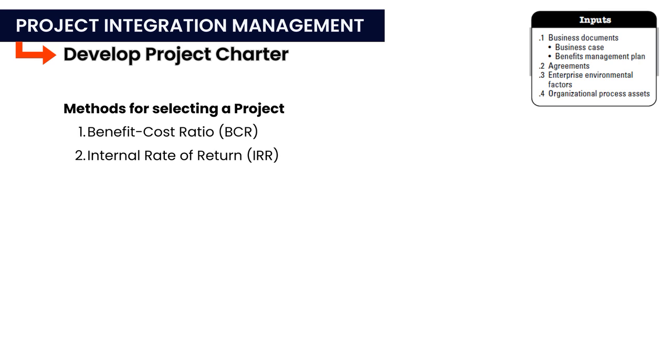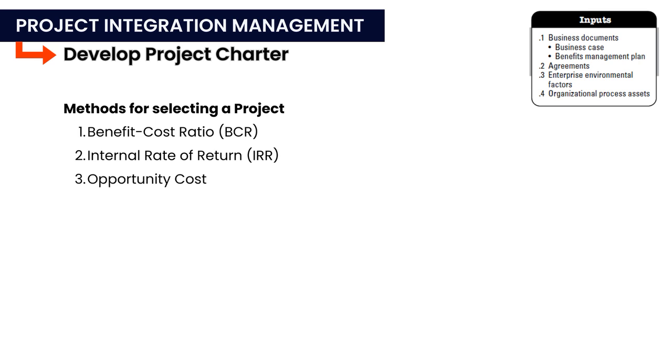Now the second one is internal rate of return, IRR. IRR measures the profitability of an investment as a percentage. It is the interest rate that makes the net present value, NPV, of all cash flows equal to zero. A higher IRR means a better return. For example, a project with an IRR of 20% is typically preferred over one with 10%.